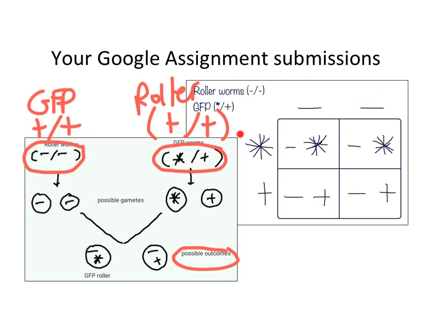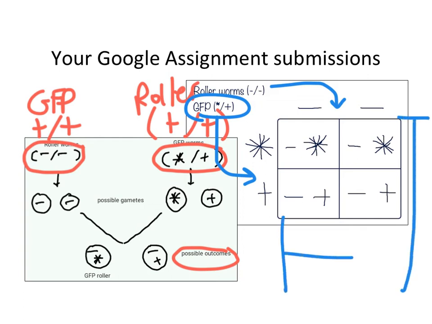So I have the same question over here. How would you amend this Punnett square to work with two different genes? What happened in this case? Looks like the genotype at one locus, GFP, went on one axis, and the genotype of the roller went on the other axis. What would I have to add here to make this a 4x4 Punnett square?